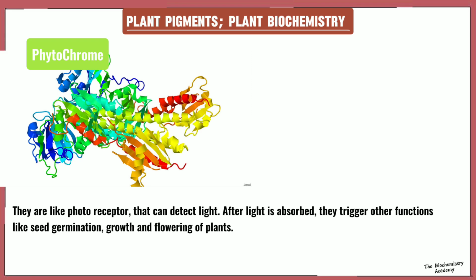Now that we know how plant pigments give plants their color, you should be able to tell, whenever you see any plant color, what kind of pigment gives that coloration.